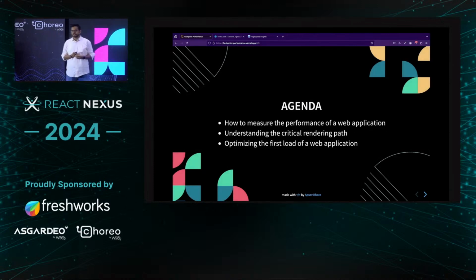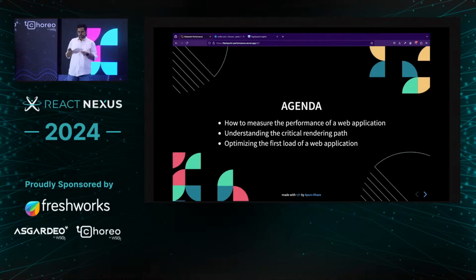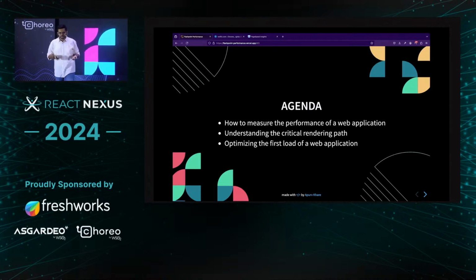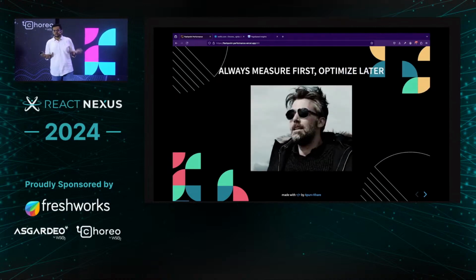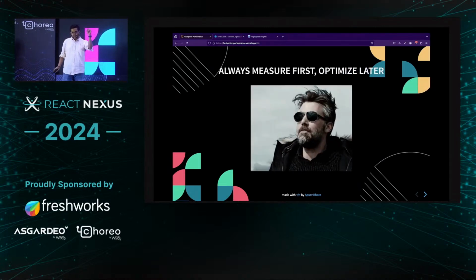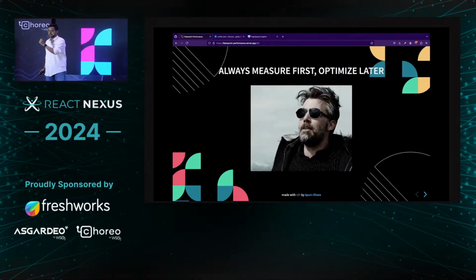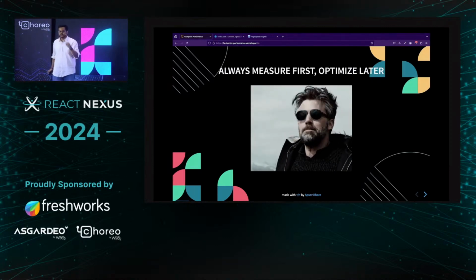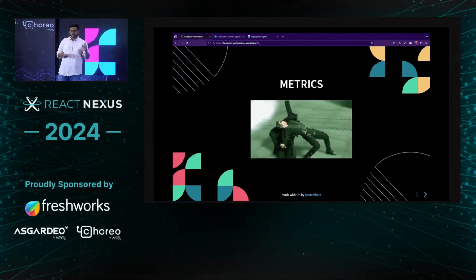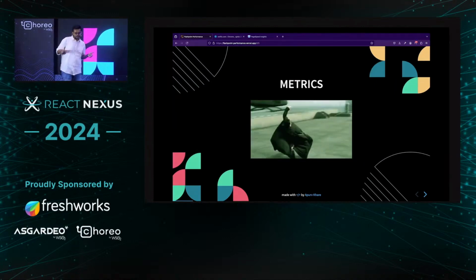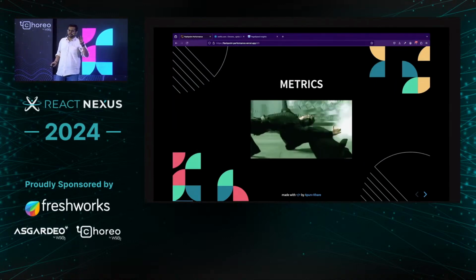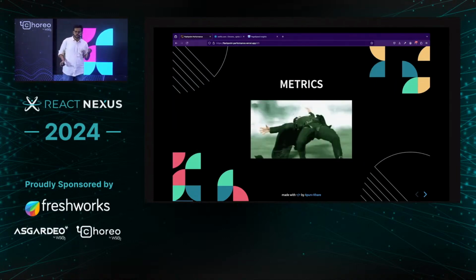The agenda for today's talk is how to measure the performance, understanding the critical rendering path, and optimizing the first load of your web app. As a wise man once said, always measure first and optimize later. So in order to measure, you need metrics. No, not this Matrix. You need a different kind of metrics. There are 3 metrics which you can use to measure your web app performance.